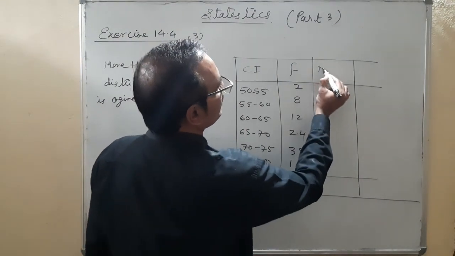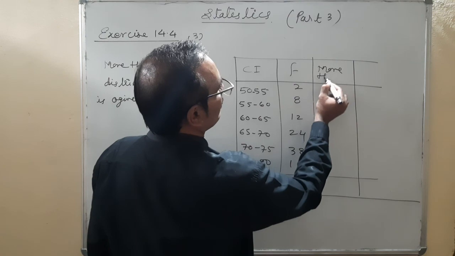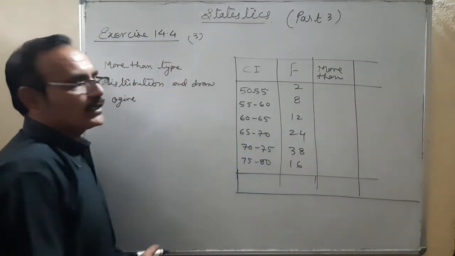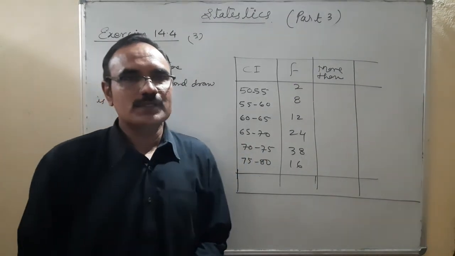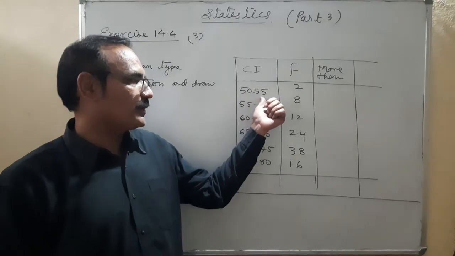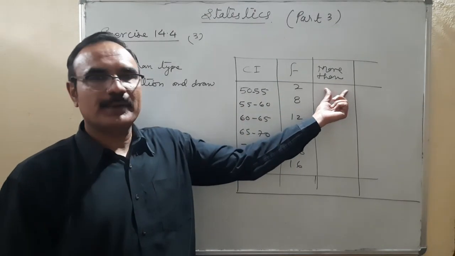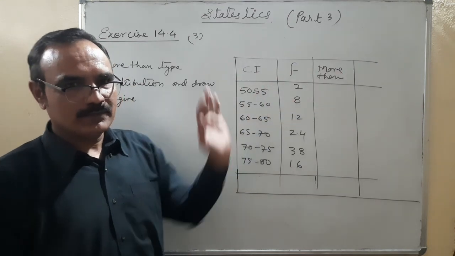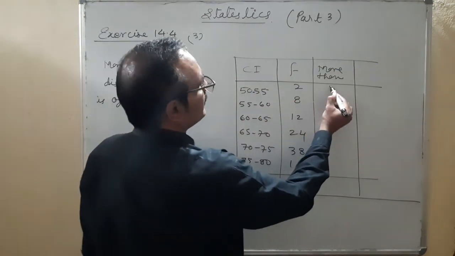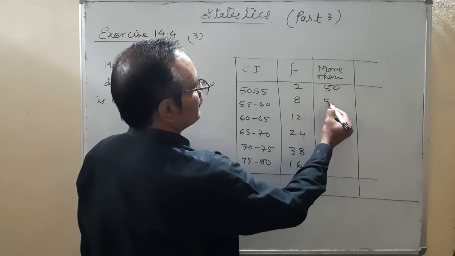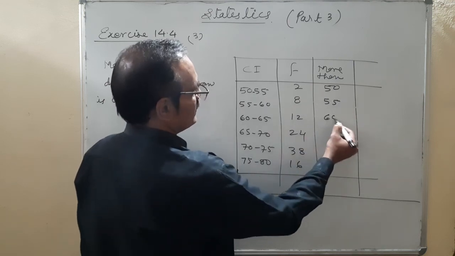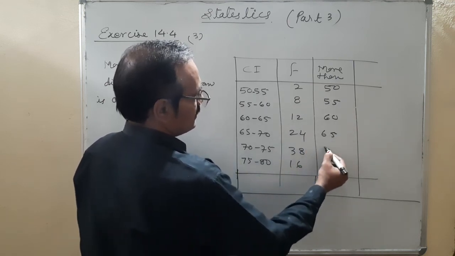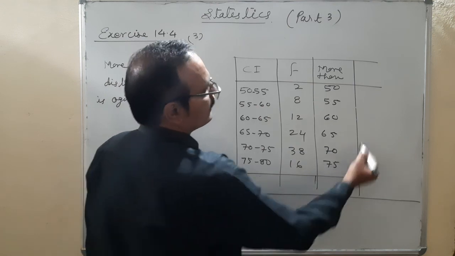One column is more than. In more than, what should I write here? Again, common sense will be used here. Between 50 to 55, if you want to choose here, which number should be taken here? More than 50, because more than 55, nothing is here. More than 50, 55, 60, 65, 70, and 75.